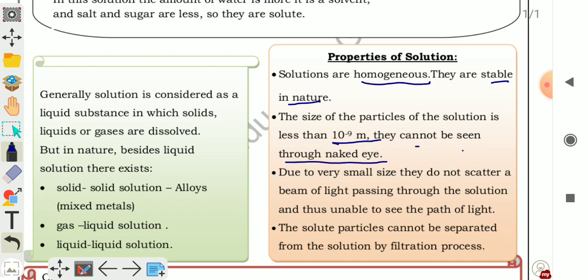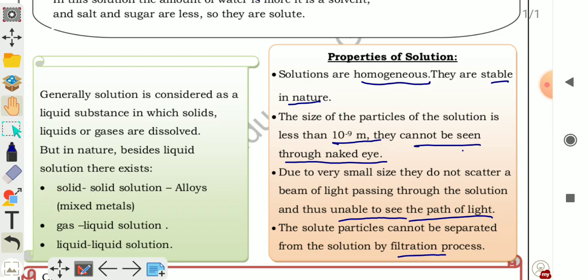We cannot see them with our eyes. Due to the very small size of particles, they do not scatter a beam of light passing through the solution and thus we are unable to see the path of light. If we throw a beam of light on the solution, we can't see the path of light in the solution. The solute particles can't be separated from the solution by filtration.